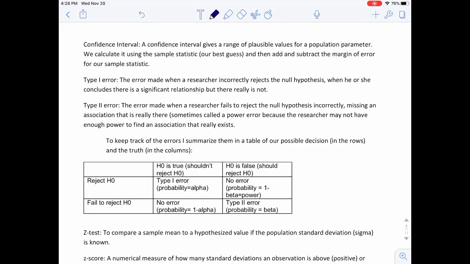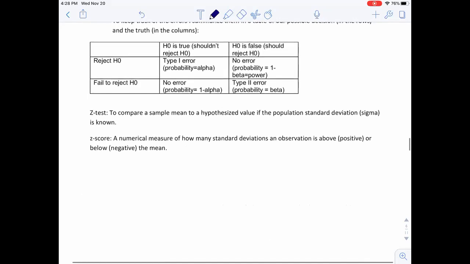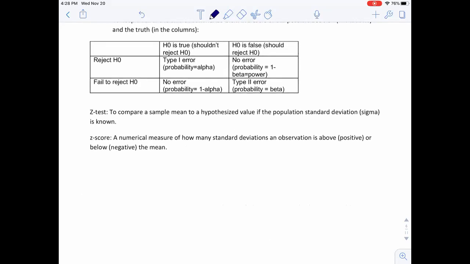Any questions about that? Moving on. So a z-test, it's not going to come up on the final, but z-scores are, right? So z-tests are t-tests, but when we know sigma, that's not going to happen in real life. Okay. But z-scores will come up, right?